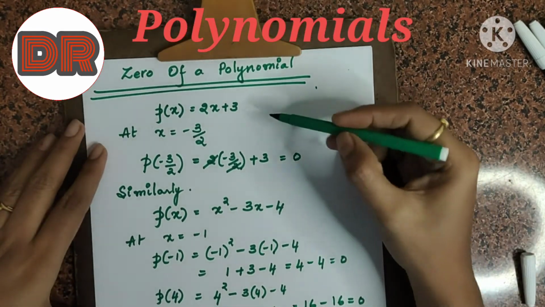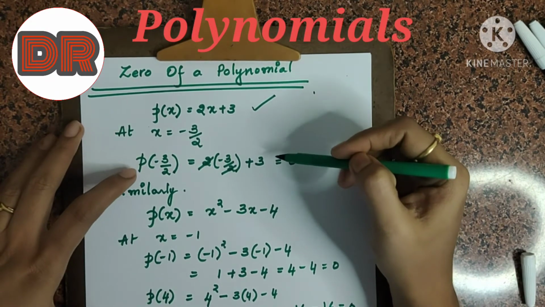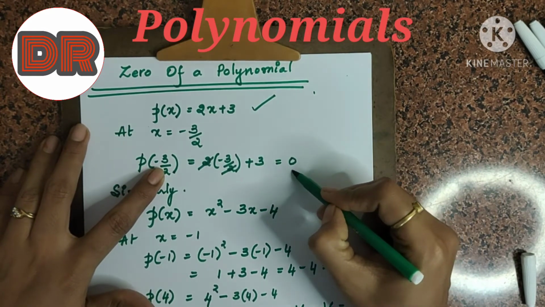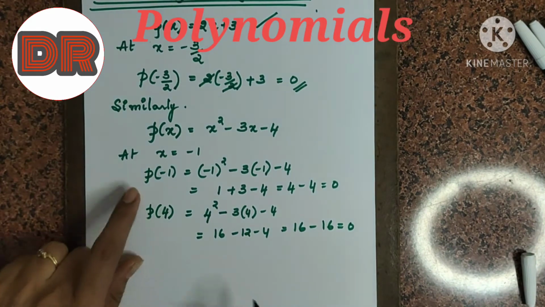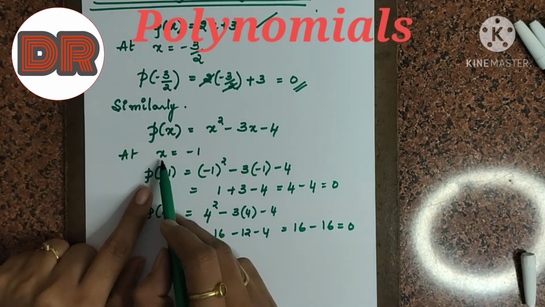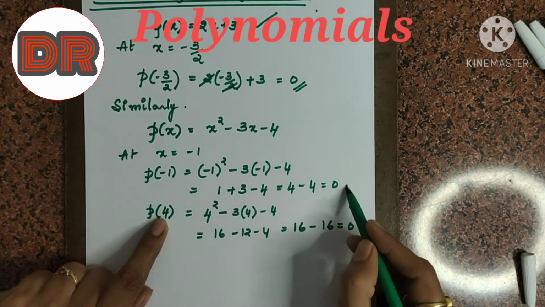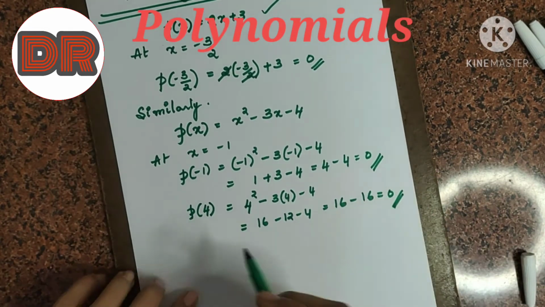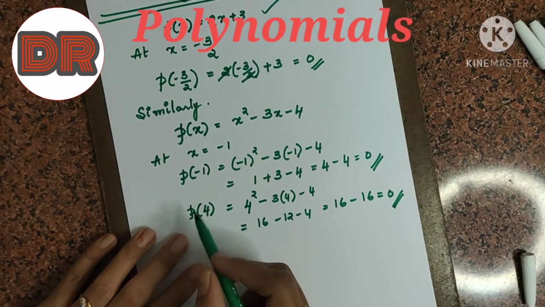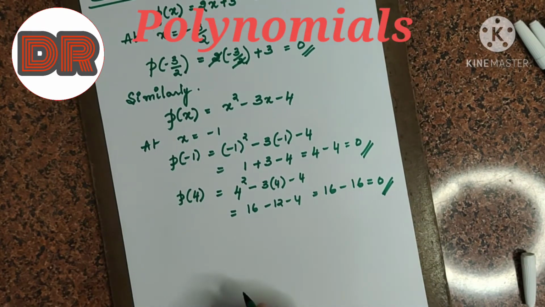So the first example I have considered is a linear polynomial where if I substitute x value as minus 3 by 2, the value will be 0. Similarly, for the quadratic polynomial which I have taken here, if I substitute x is equal to minus 1 and x is equal to 4, the values will be 0. So the values at which p of x becomes 0 is known as 0 of a polynomial.